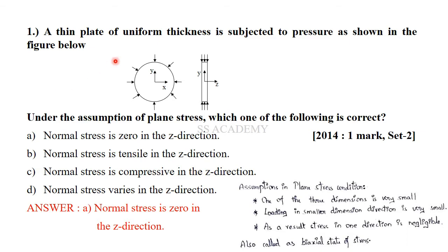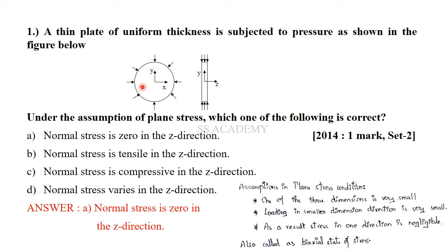A thin plate of uniform thickness is subjected to pressure as shown in the figure below. Under the assumptions of plane stress, which one of the following is correct? The options are: normal stress is 0 in the Z direction, normal stress is tensile in the Z direction, normal stress is compressive in the Z direction, and normal stress varies in the Z direction. This question was asked in GATE 2014 set 2 for 1 mark.